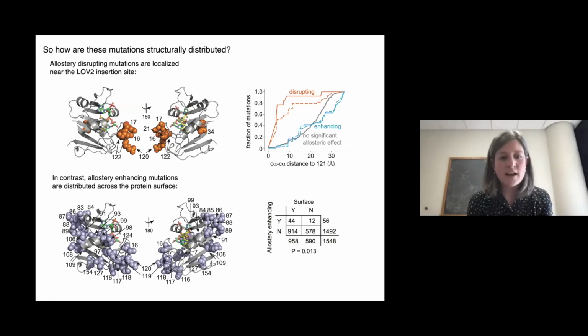Now, in contrast, the allostery enhancing mutations were sort of a counter to our expectations, but they're distributed across the protein surface. The allostery enhancing mutations are in light blue, and you can see that we have some near the insertion site, but we also have some of them near the backside of DHFR. There's a strong association between these allostery enhancing mutations and the surface.